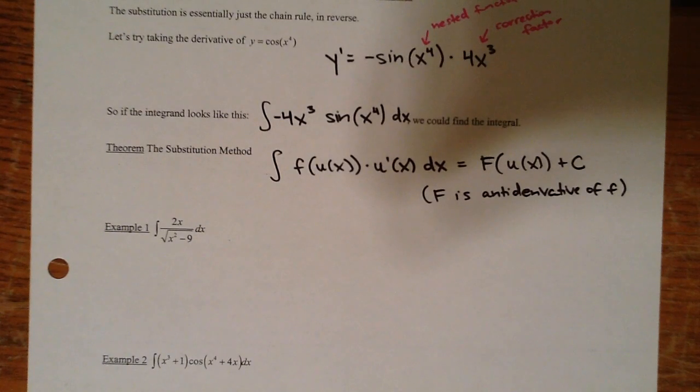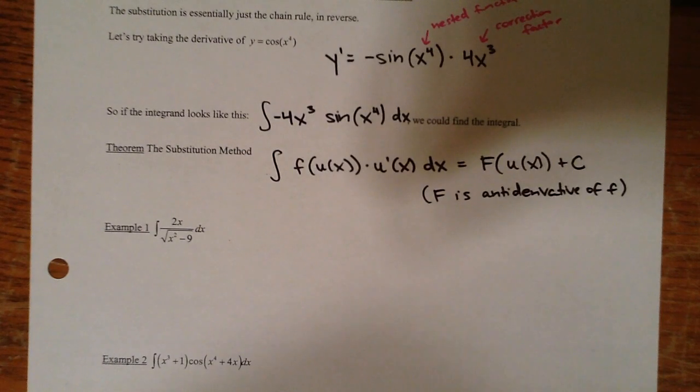You need to look for a function that looks like it's physically nested, and then you need to find its derivative in there somewhere. Okay, so the x squared minus 9, what I mean by physically nested is it looks like it's plugged into another function. It's plugged into a square root function in the denominator. And then the derivative of x squared minus 9, 2x, is right there as well.